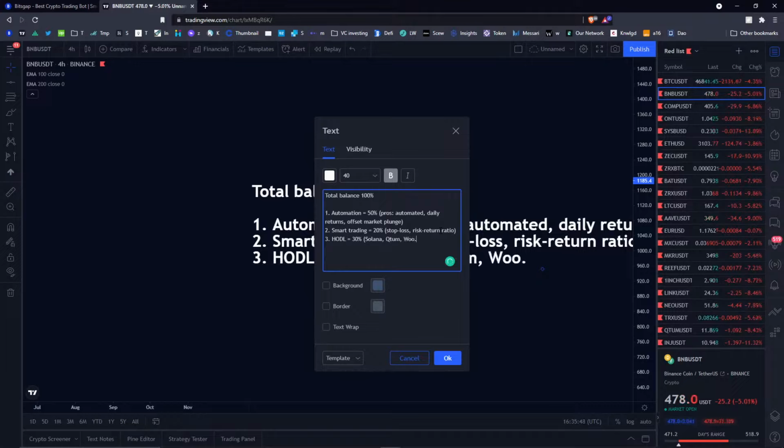What else? Wootrate, SNX, like the synthetics protocol. What else? Well, you can have your own portfolio.